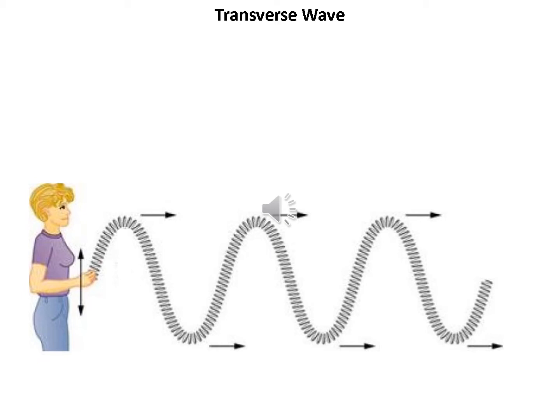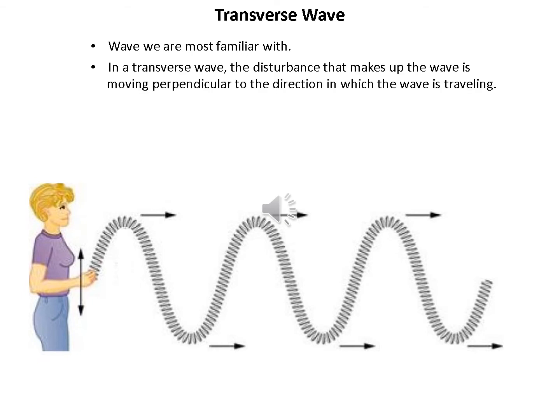We're going to start with a short review. In this chapter, we were talking about waves because sound is a wave. We started by examining the transverse wave, which is the wave that we're most familiar with because we see them all around us. A transverse wave is a wave where the disturbance that makes up the wave is moving perpendicular to the direction in which the wave is traveling.